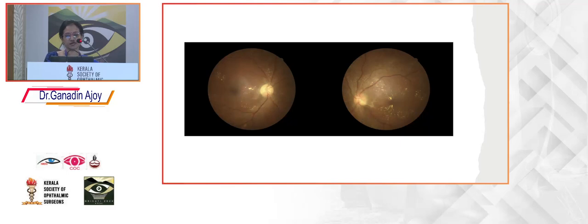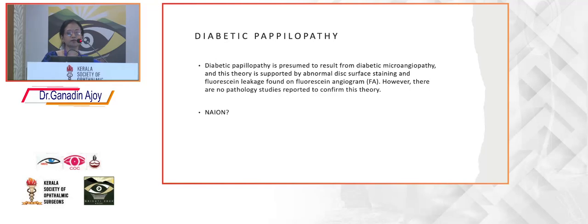Left eye sectoral, right eye, a great proportion of the disc is involved, disc pallor. So diabetic papillopathy. What is diabetic papillopathy? It's presumed to be the result from diabetic microangiopathy, and this theory is supported by abnormal disc surface staining and fluorescent leakage found on FA.